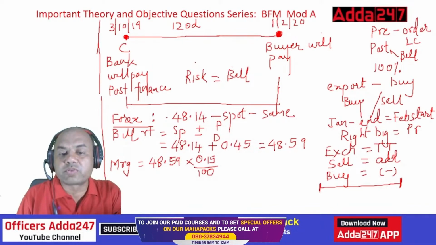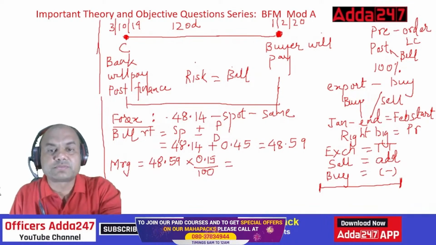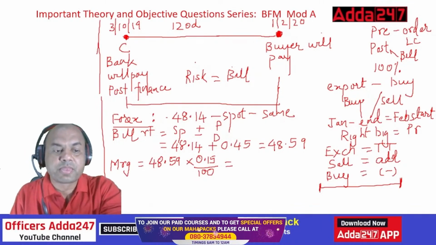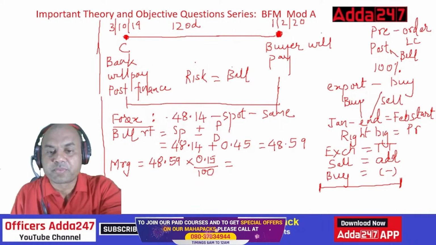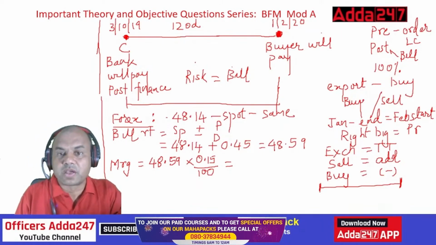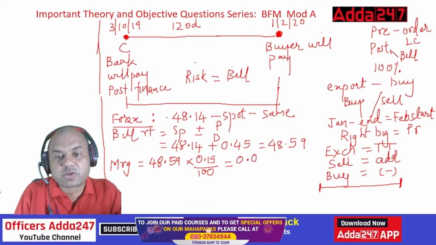48.59 into 0.15 upon 100. Calculate it, everyone. What is the answer you are getting? 48.59. Let me see. Let me try it myself also. 48.59 into 0.15% upon means what? 0.15 upon 100. Okay, 0.0015, right? So it becomes 0.072. What are you getting, guys? Are you getting the same? Let me see. Correct. 0.072. If you don't write 2, then also it's okay.